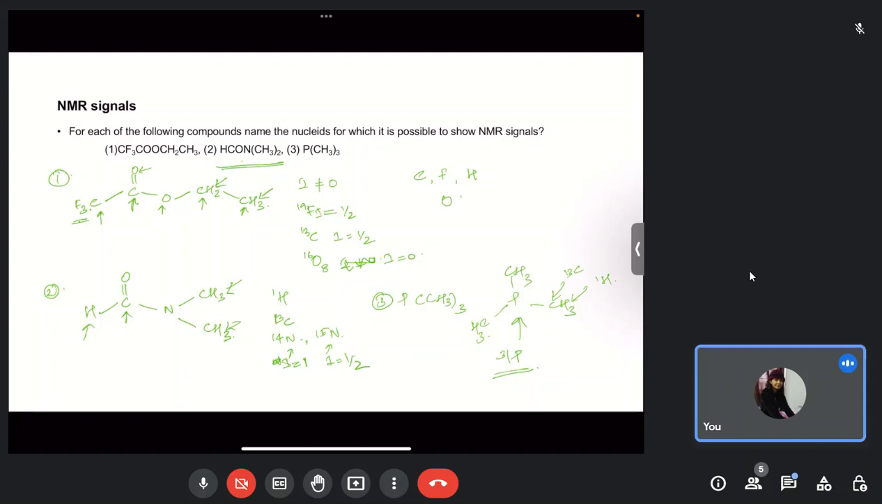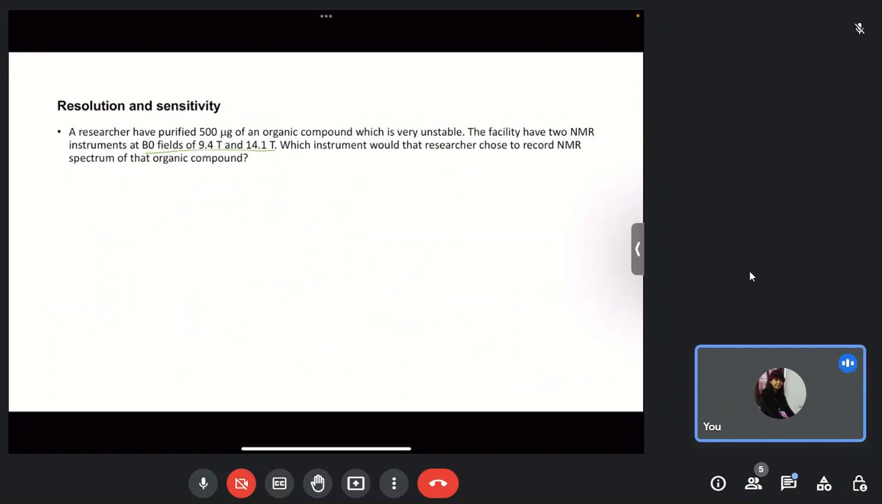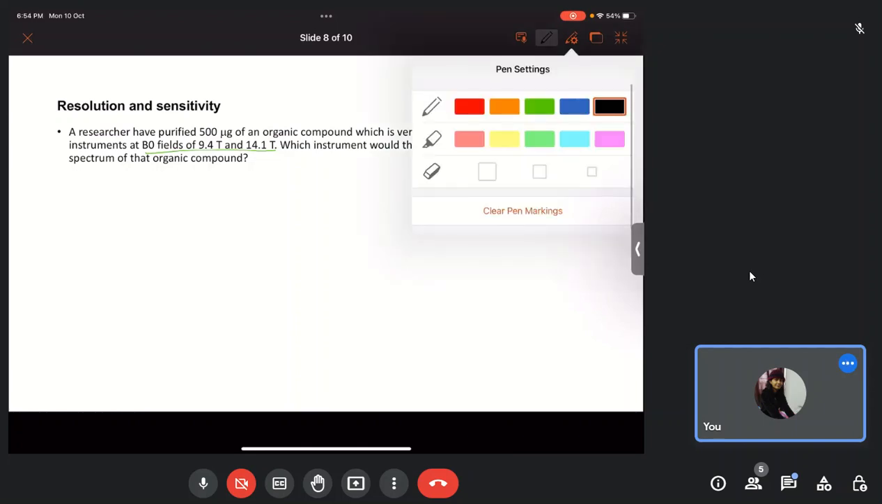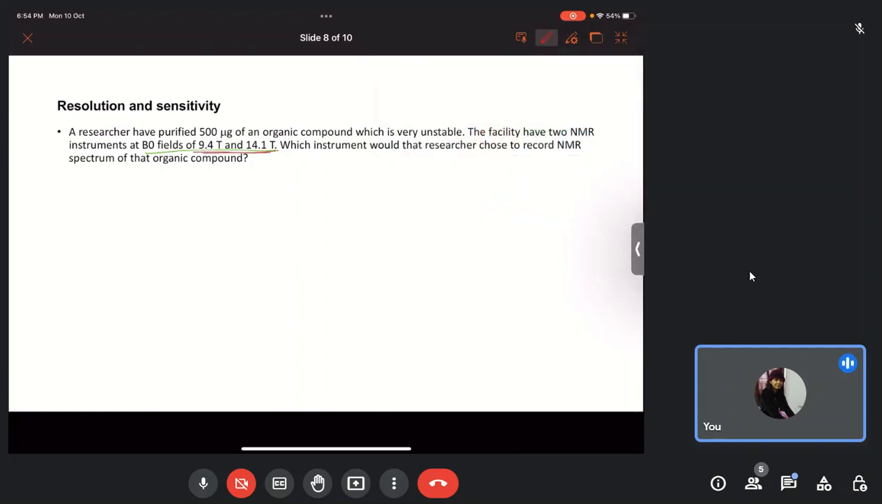So we have been just asked to find which nuclides in this particular compound will show a signal. The next question is about the resolution and sensitivity of different NMR instruments at different B0 fields. A researcher has purified 500 microgram of an organic compound, which is very unstable. So we have to finish the experiments very quickly. The NMR facility of that institute has 2 NMR instruments at 2 different B0 fields, 9.4 Tesla and 14.1 Tesla.